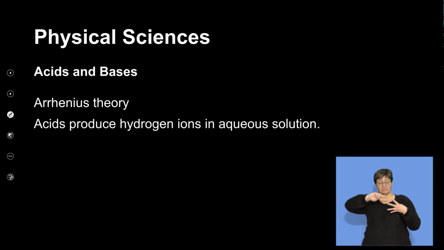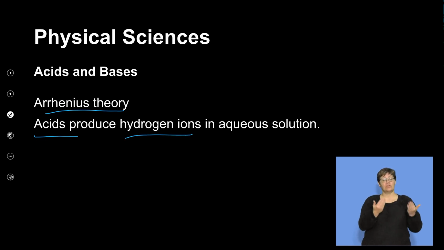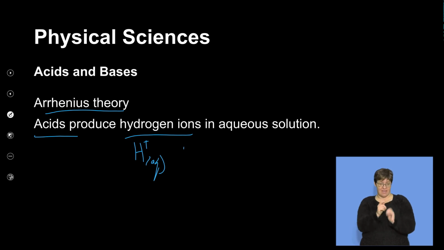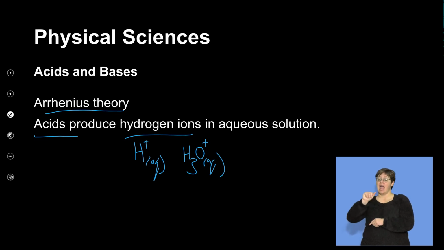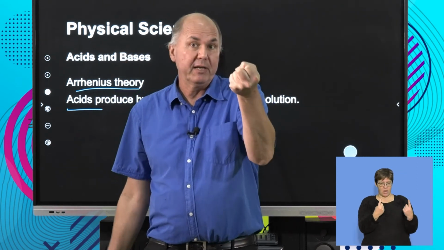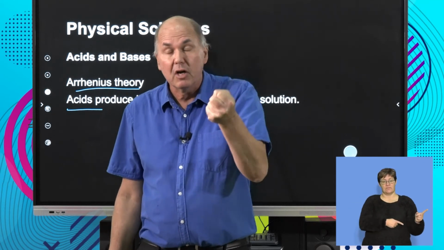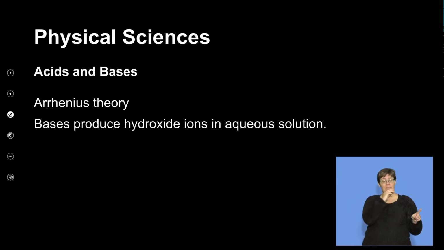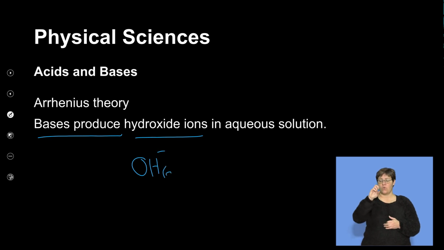So let me remind you that in terms of Arrhenius theory, an acid produces hydrogen ions. That's H+ (aq), or we can say hydronium ions, aqueous. Now remember, a hydrogen ion is just a proton, because hydrogen has 1 proton, 1 electron. It's lost the electron, becomes positive, so it's a proton. And that's going to become important in our next theory. The bases produce hydroxide ions. That's OH-, in aqueous, AQ.